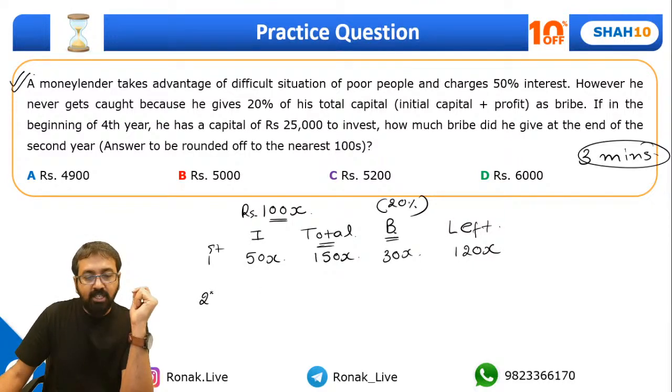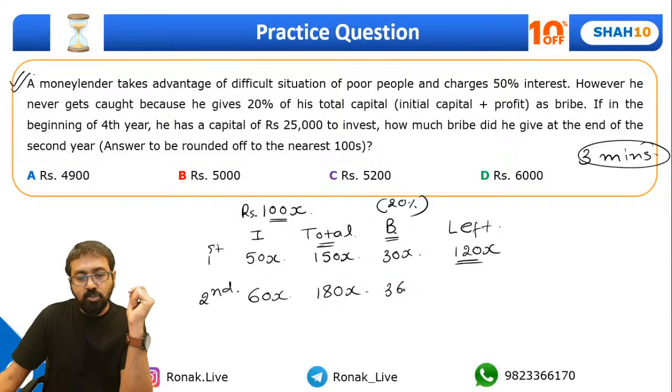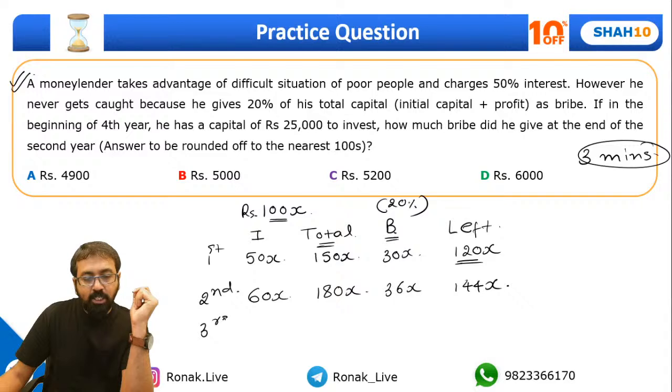So now he'll get interest of 50% on 120x, so it will come out to be 60x. Yes or no? What will be the total? 180x. What is the bribe? 20% of this, so 36x. Subtract it, you will be left with 144x. Same way, quickly do it for 3rd year. So what is 50% of 144x? 72x.